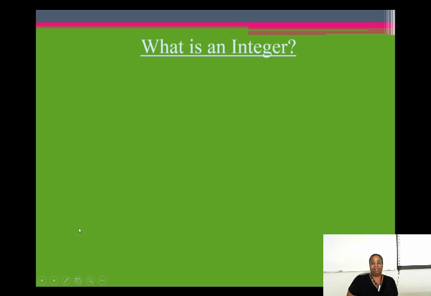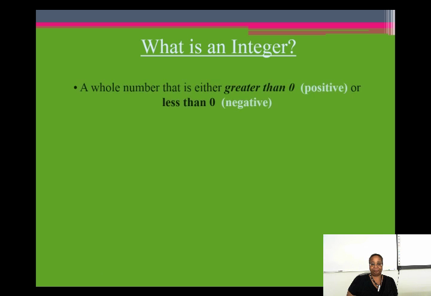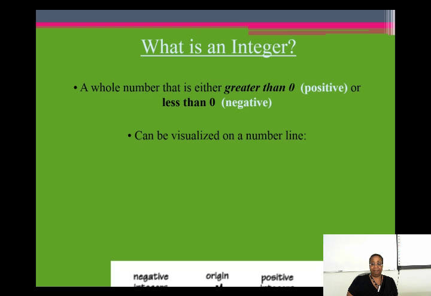Let's talk about what an integer is, give you some definitions and some concepts before you start doing these problems. Now, an integer is a whole number that is either greater than 0, which makes it positive, or less than 0, which makes it negative. So basically, it's a set of numbers that includes whole numbers and their opposites, which would be the negatives. You can visualize these numbers on a number line.